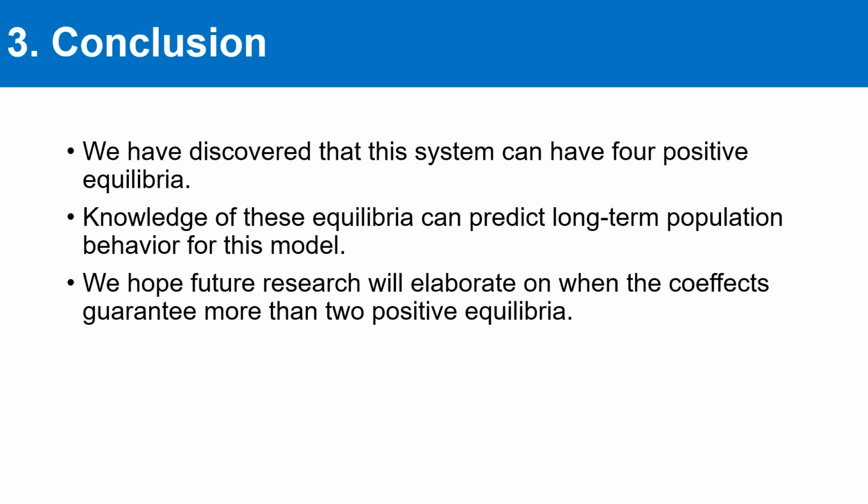So in conclusion, we have discovered and verified that this system described here can have up to 4 positive equilibrium points, and since these equilibria can predict the long-term population behavior with this model, knowledge of these equilibria is very important. So we hope that future research can elaborate on what coefficients are needed to guarantee more than 2 positive equilibrium points.